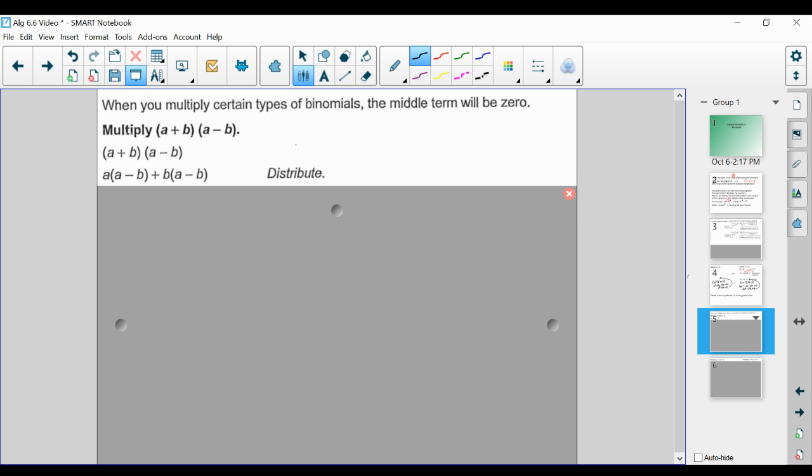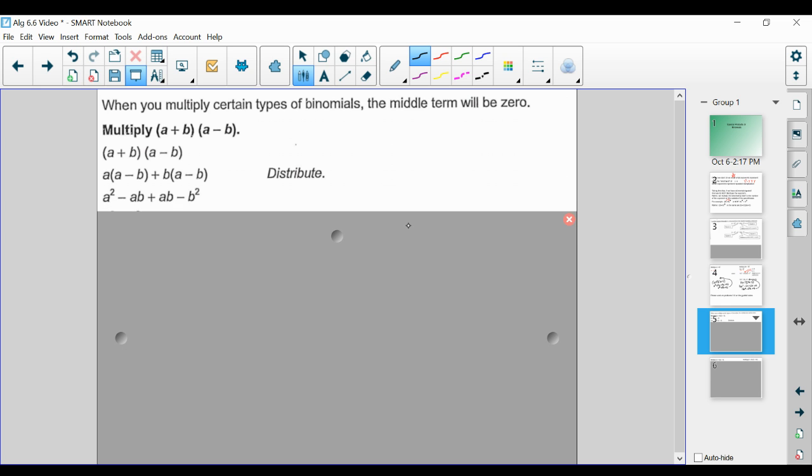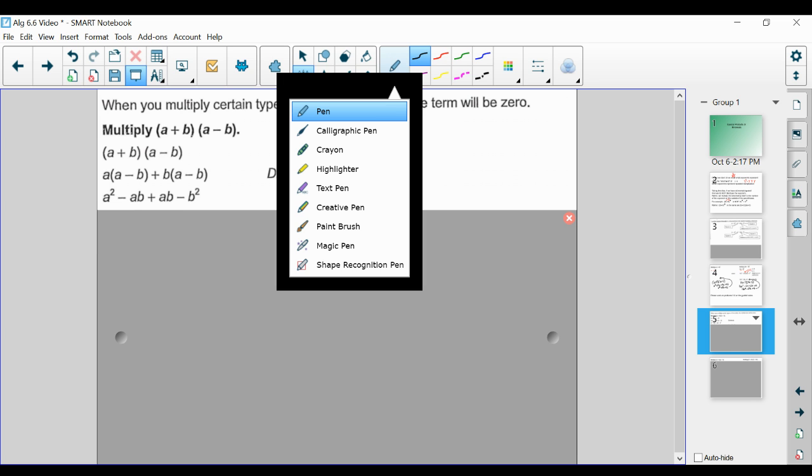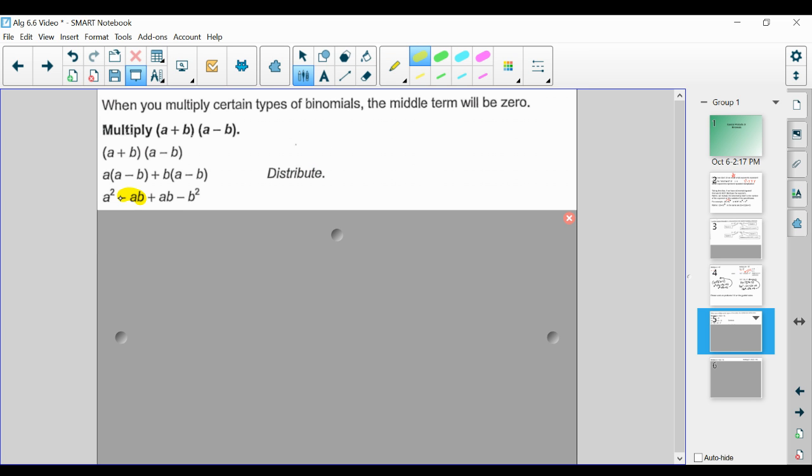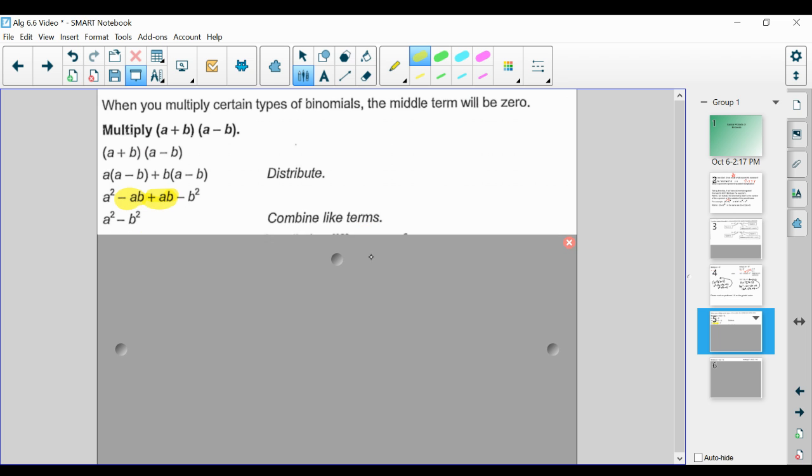So we're going to distribute the A, and we're going to distribute the B. When we do that, you're going to see that we have negative AB plus AB. Well, negative 5 plus 5 is 0. Negative 1 plus 1 is 0. Negative 10 plus 10 is 0. Negative AB plus AB is also going to end up being 0, in which we end up with A squared minus B squared.